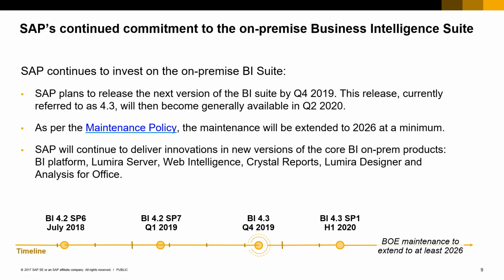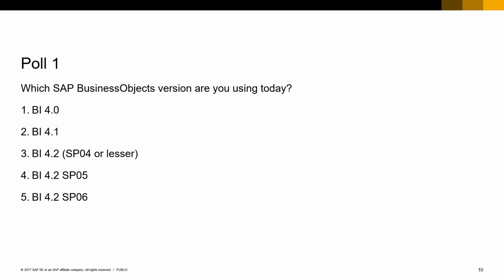What this means is that SAP continues to have commitment to its on-prem business intelligence suite. So the BI suite, we continue to invest in our on-prem solution. As I said earlier, 4.3 would be in RTC by end of this year, and should be generally available by H1 of next year. As per our maintenance policy, you could expect maintenance at least up to 2026 for 4.3. And we continue to deliver innovations and enhancements with all the core products that you see, whether it's the BI platform, Web Intelligence, Crystal Reports, Analysis for Office, or Lumira Designer. That's something which I wanted to tell you about before we get started on the presentation.